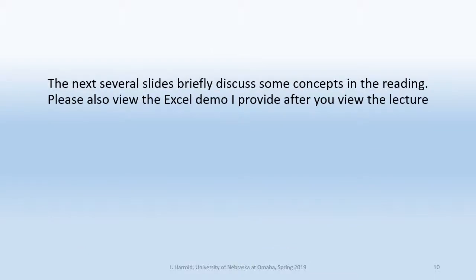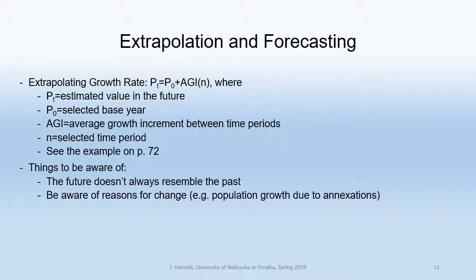So the next slides provide a few more concepts from Clemens and Macbeth, and these are the ones I cover in the demo. So, extrapolation and forecasting. In the book, Clemens and Macbeth talk about forecasting the population of a town, and my demo does exactly that. Combine the reading in the text with my demo, and you should understand where some of this extrapolation comes from and some of the ways that you can use extrapolation.